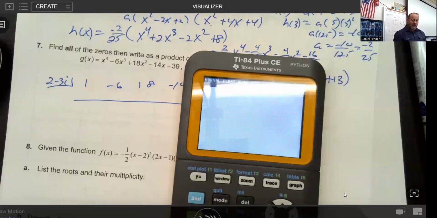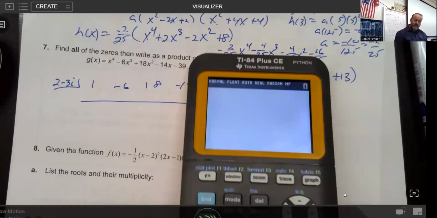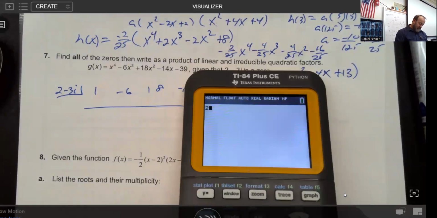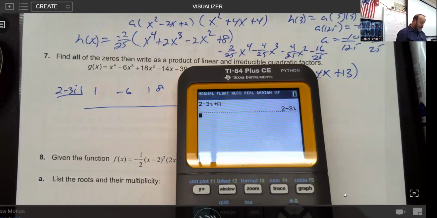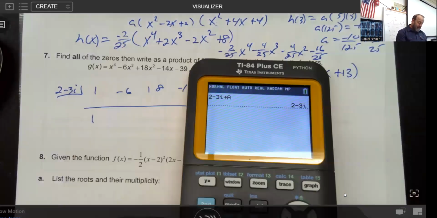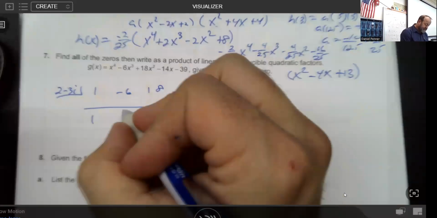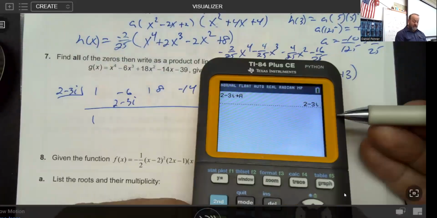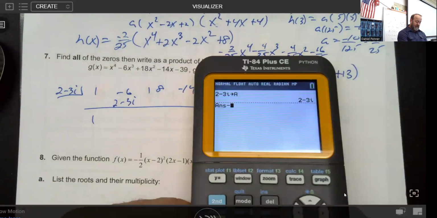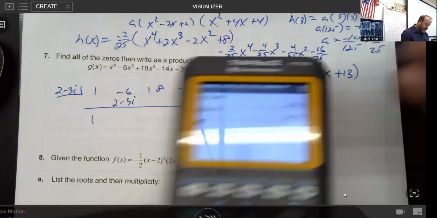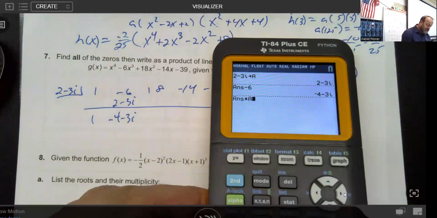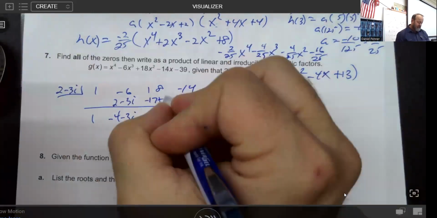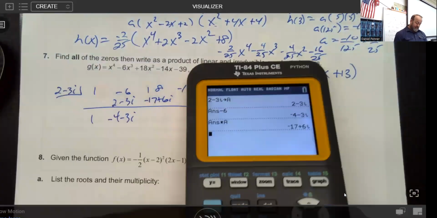There we go. Let's make sure I get this thing to show up okay. So I said, let's take 2 minus 3i, and let's store that as a. So remember, we're going to drop the 1 first. And I'm going to multiply 2 minus 3i by 1. And keep in mind, I still have that right here. So I'm going to subtract 6 from that because I'm adding it to negative 6. That crazy number right there, I'm going to multiply it by a again, and that gives me negative 17 plus 6i. Keep in mind, I'm now going to add that to 18.